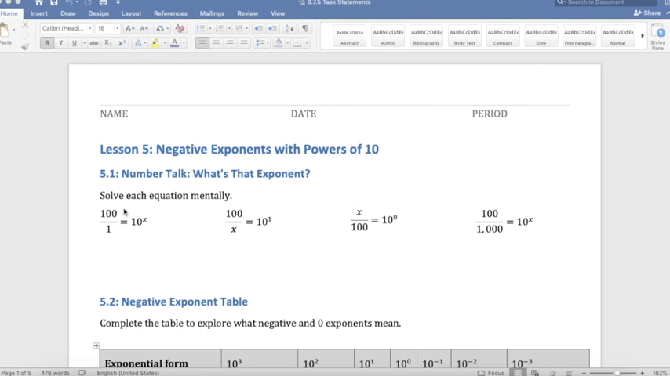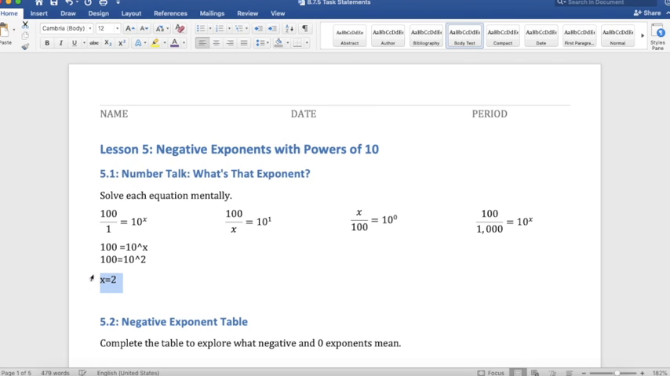Okay, so the first two should be all right. The second two, maybe not so much. So the first one, 100 over 1 is really just 100. So 100 is 10, and I use this caret key, it's right above the 6 to say exponent. It's really 10 to the what power? And you should know from your perfect squares and perfect cubes we've talked about recently that 100 is 10 squared. So really here, x would be 2. Because 100 is 10 squared.